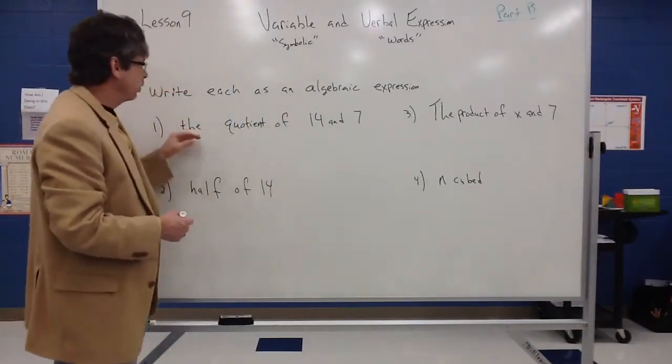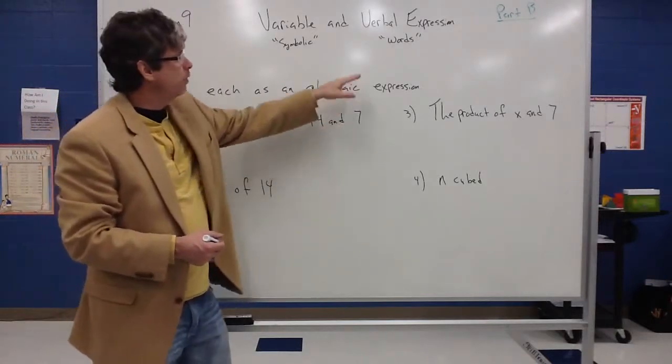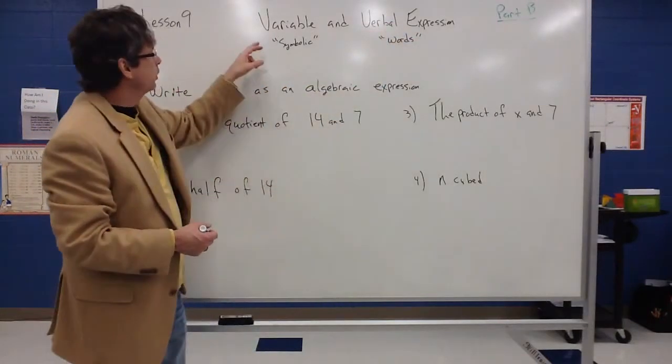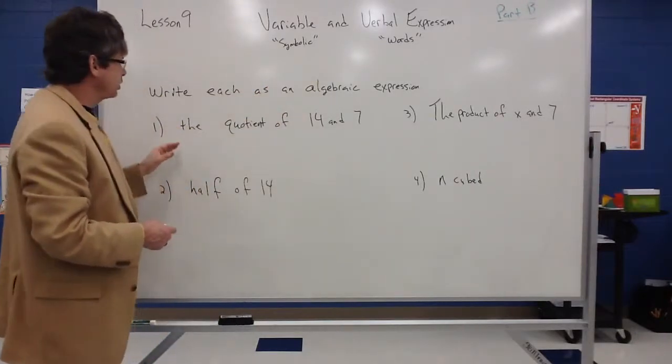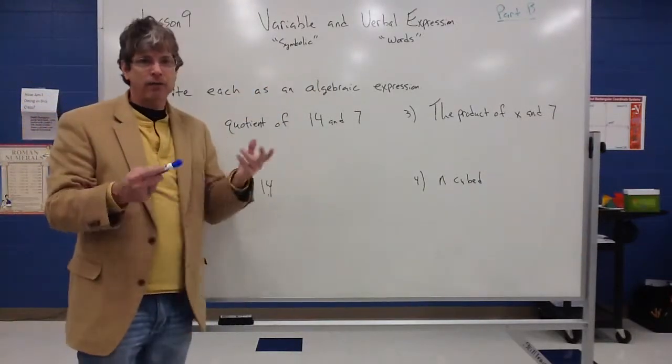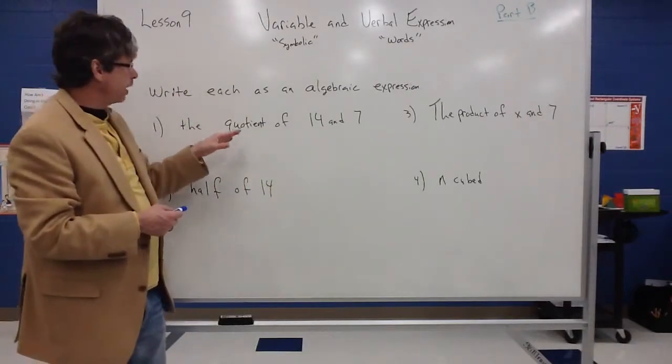Right now you can see the quotient of 14 and 7. That's more of a verbal expression. We want to do it more as a variable or algebraic expression. So we want this to change into a symbolic problem. So using math symbols, we've got to pick up on this vocabulary word quotient.